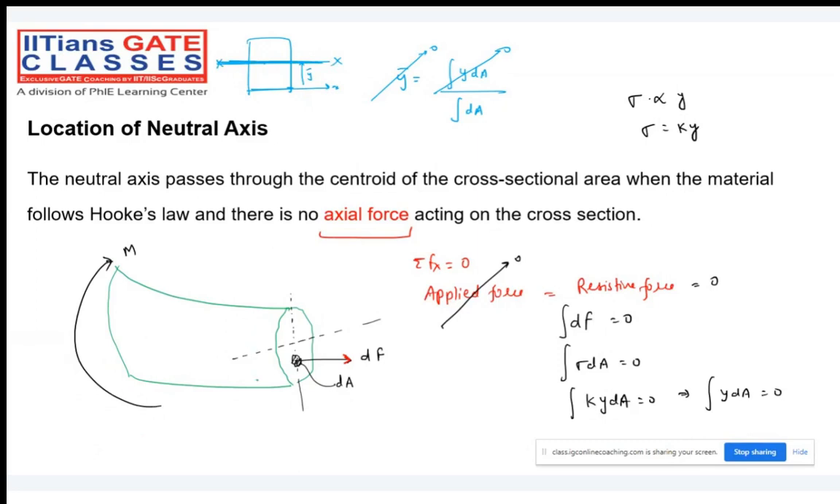That means, my dear friends, whatever the distance y is, when you are about to take the moment of inertia about the neutral axis, you are saying that this is the centroidal axis, and you are saying this is the neutral axis. So definitely the neutral axis as well as the centroidal axis will coincide when there is no axial force, right? Please make a note of it.